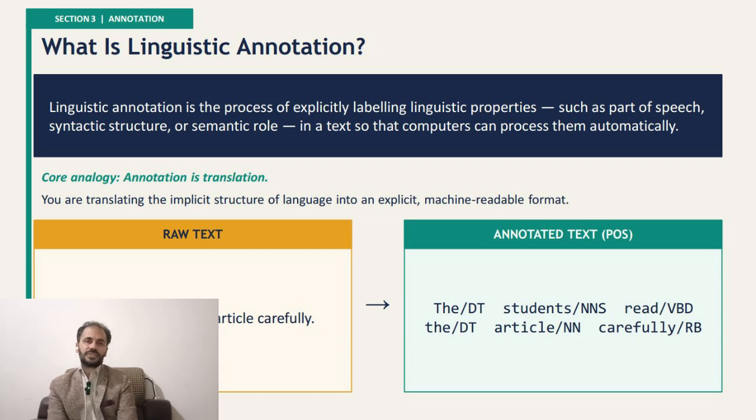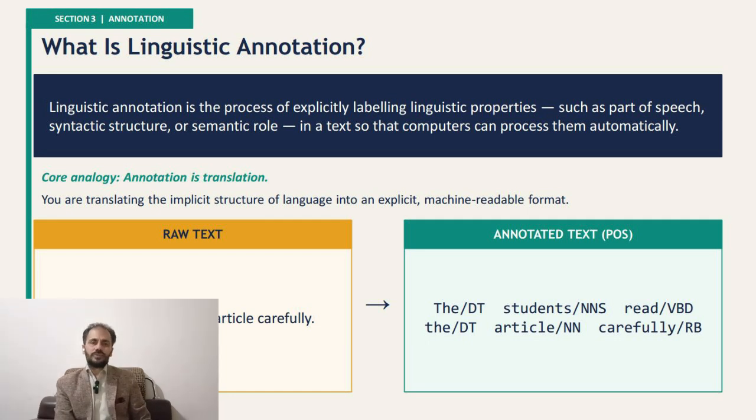For example, DT means determiner, NNS means plural noun, VBD means past tense, and so forth and so on. If you want to learn about these tags, you can search it online and it is available on Google. This is called parts of speech tagging, and it is one of the most fundamental forms in linguistic annotations. And it is a completely standard first step in every labeling process.